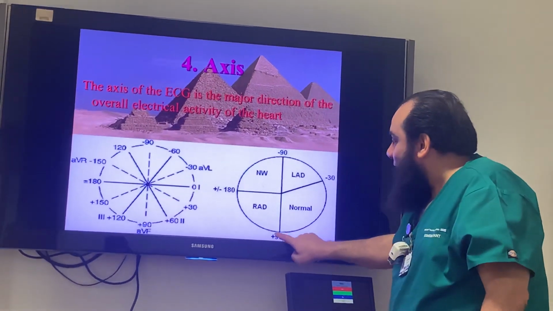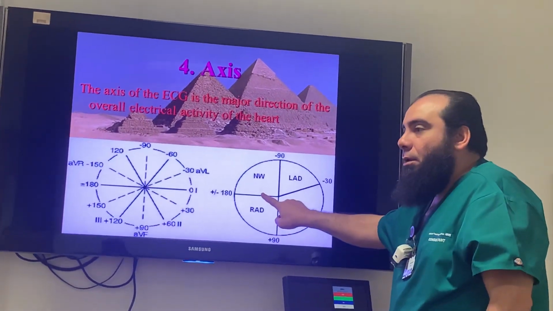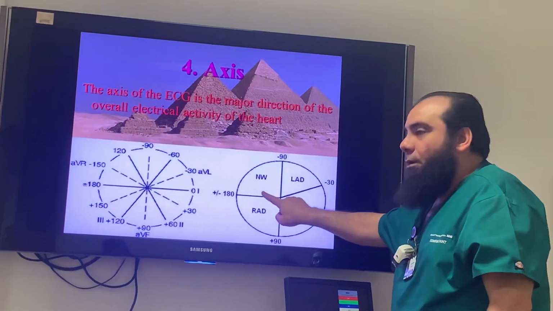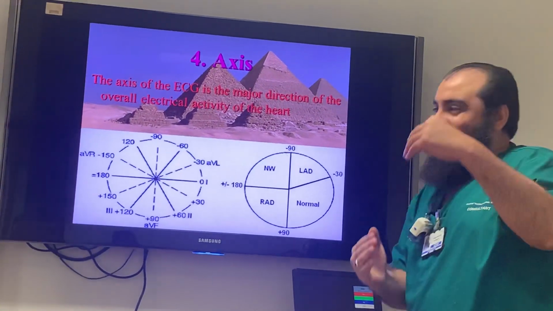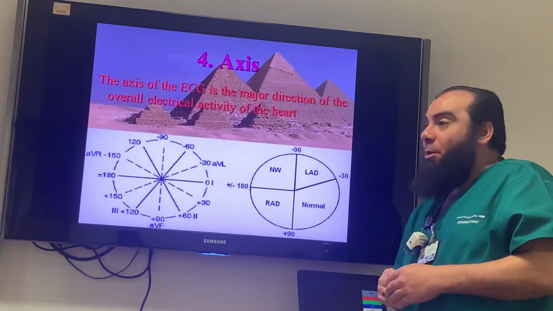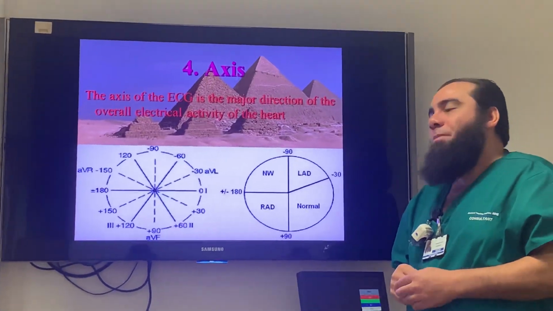Okay. So lead AVF and lead 3, negative. Lead 1, negative. So both of them are negative. And we call it indeterminate axis, and it is not seen in practice.